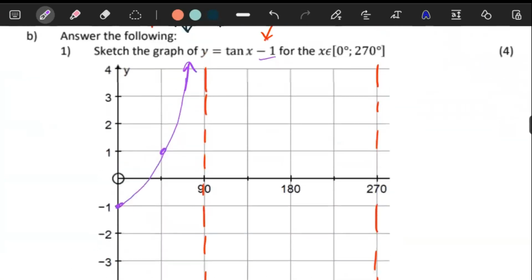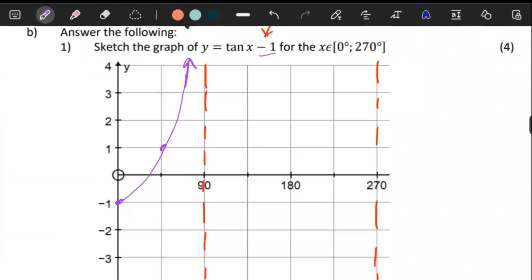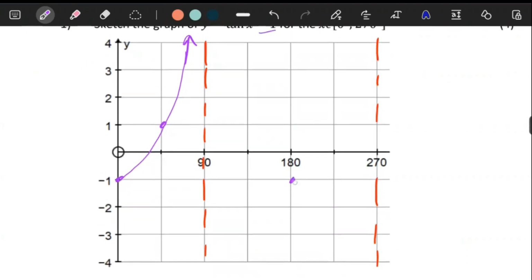You can actually just plot your graph by putting numbers in your calculator, you see, like tan 45, tan 180, tan 135, tan 200 and something, and all that, so that you can just have an accurate sketch, you see. So for example, let's put tan 180 minus 1 in the calculator. It's giving us -1.